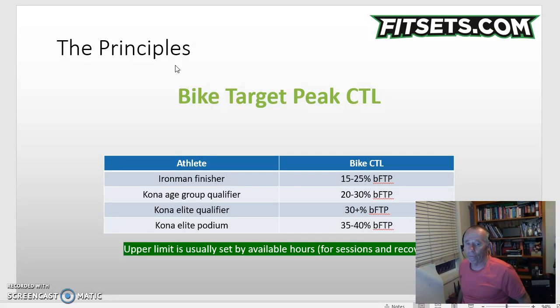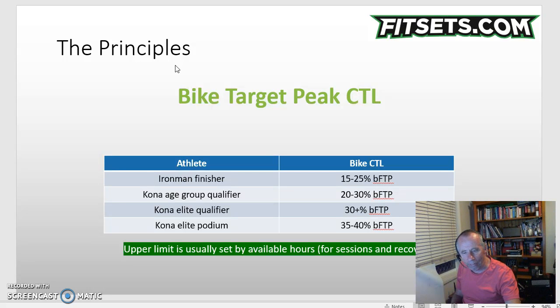Then we've got the different levels of athlete, whether he just wants to finish an Ironman, or an age group qualifier. So I'll look at the age group qualifier and say the CTL needs to be 20 to 30% of FTP. So for instance, if I'm 250 for say FTP, divided by 10 gives me 25, times 3, 30% would be a CTL of 75.